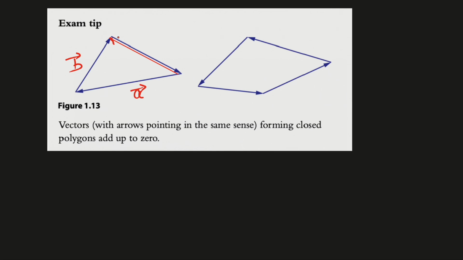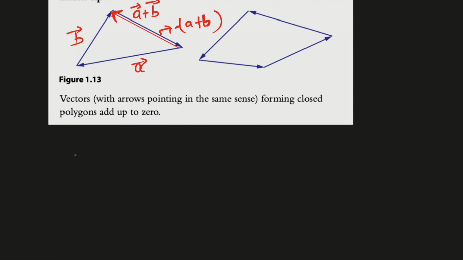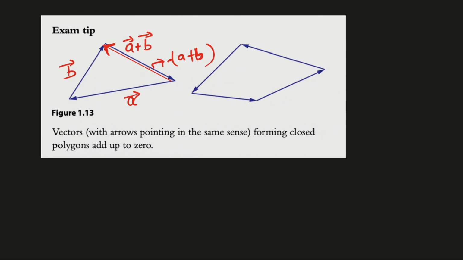Then the resultant of the a plus b vector is in this direction. But the given vector is the reverse of it; it is nothing but minus of a plus b. If you add them, the resultant is 0. These all three vectors, if they are forming a cyclic order, add to 0.